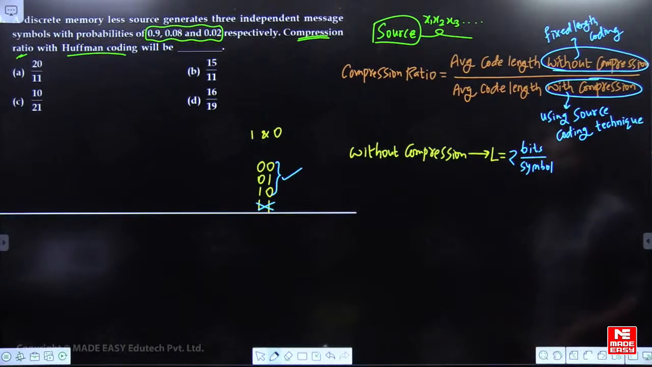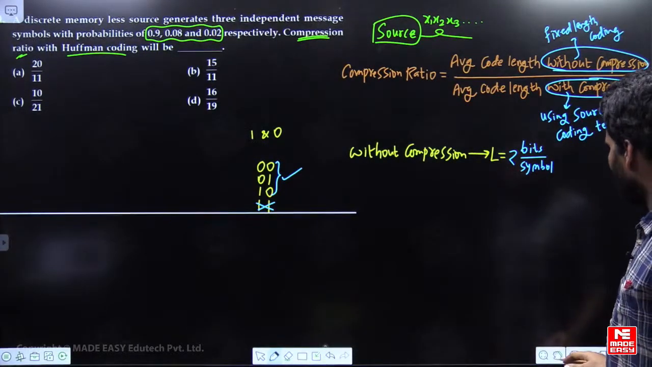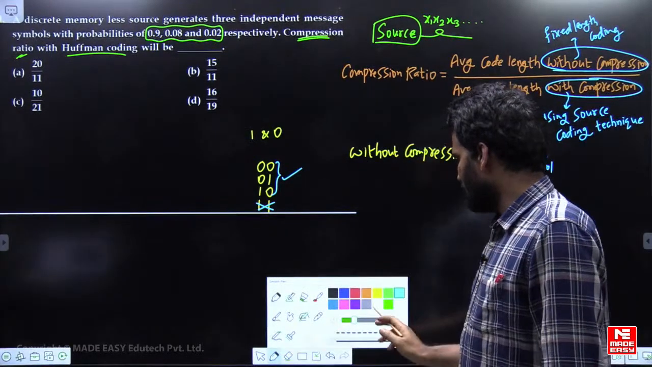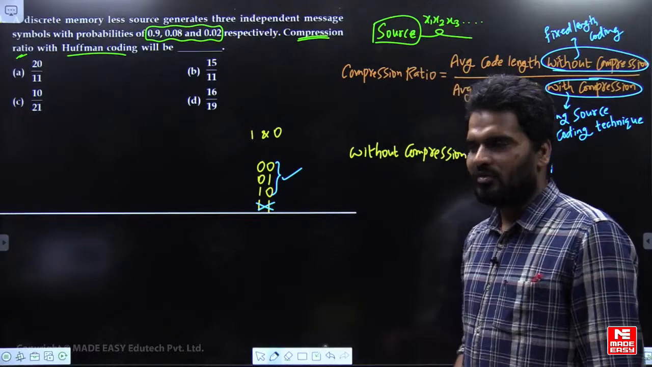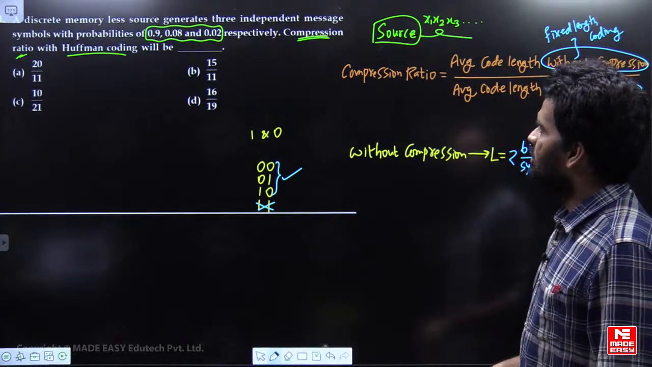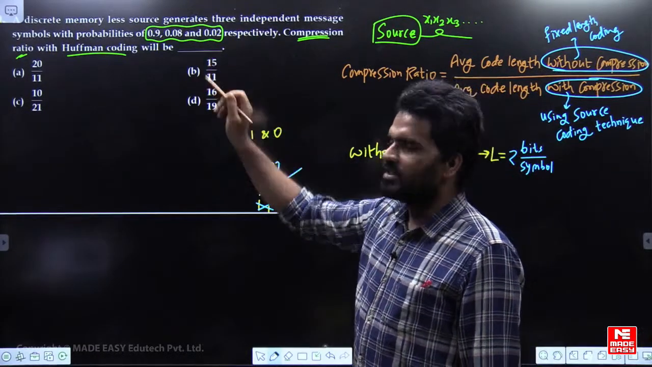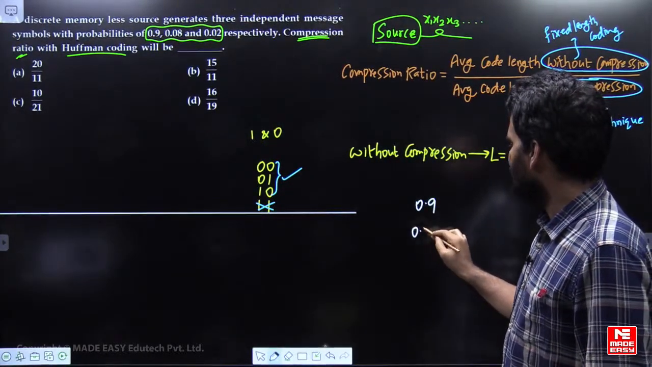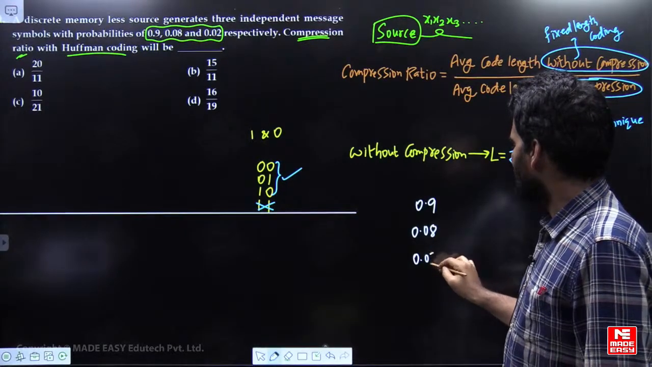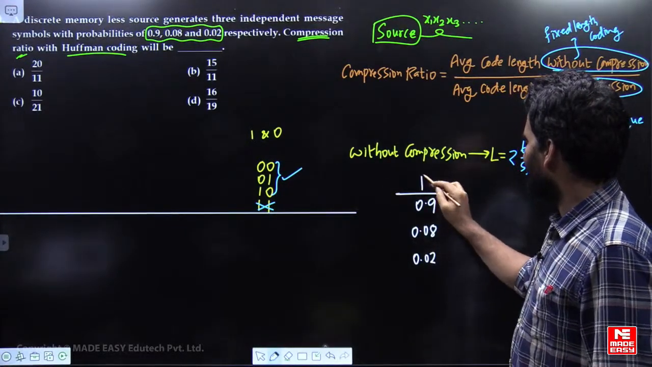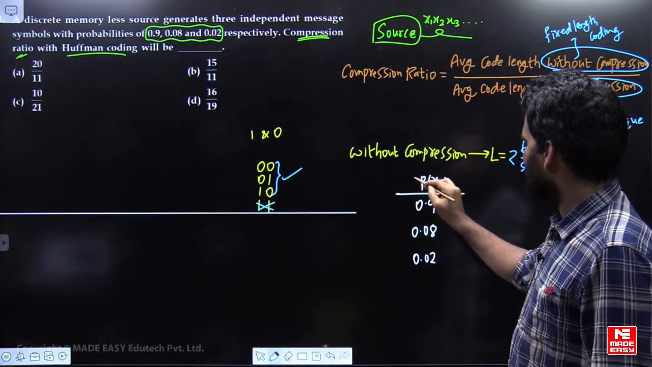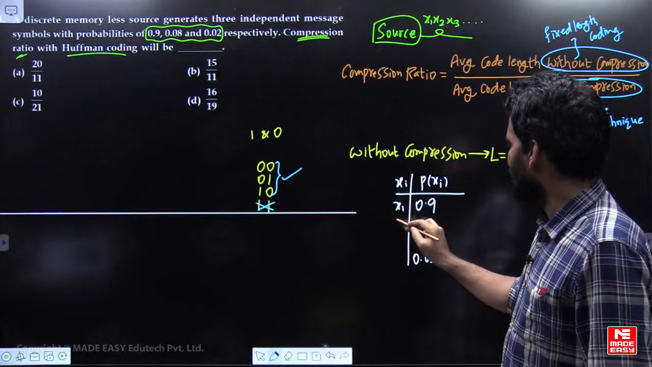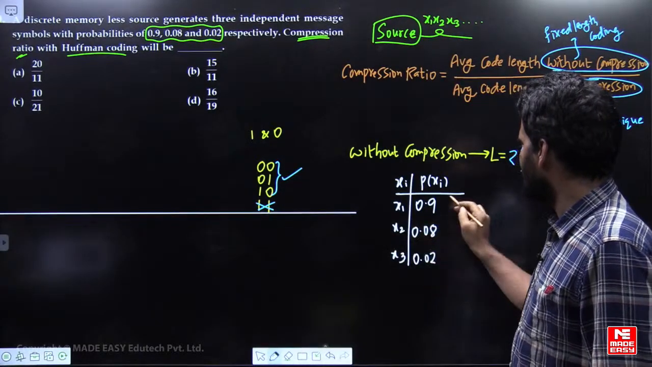Now with compression we have to find out the average code length we get after performing Huffman coding. Let's do this Huffman coding. How to do Huffman coding? First we have to arrange the probabilities in decreasing order. The probabilities are already given in decreasing order, so we keep the same order: 0.9, 0.08 and 0.02. These are the probabilities in decreasing order, and the corresponding symbols are x1, x2 and x3.